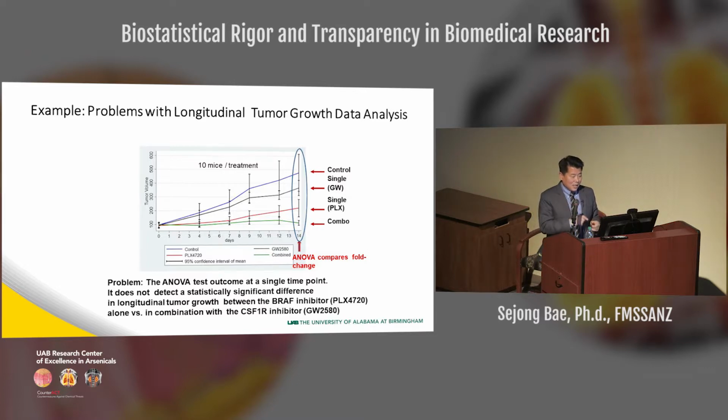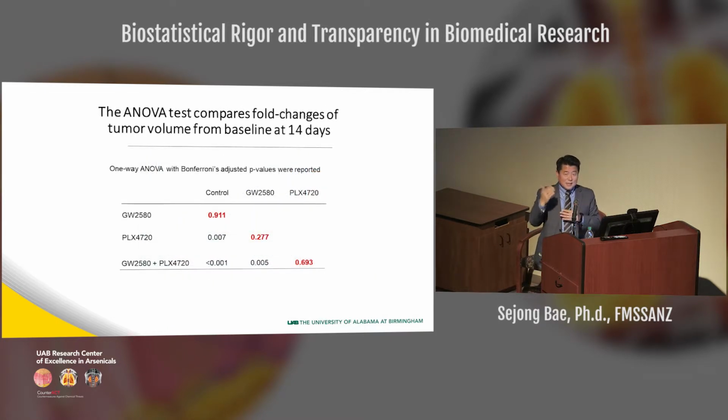That's what I heard. And so the ANOVA only looks at the fold changes at the last time point. It looks like there is a difference between the groups, but because you have to do multiple comparisons, you have to apply the Bonferroni adjustment, which makes the comparison a little bit more conservative. Control versus GW2580 is not significant, and control versus PLX4720 is significant. The combination is significant, but there is no difference in the control versus GW2580.